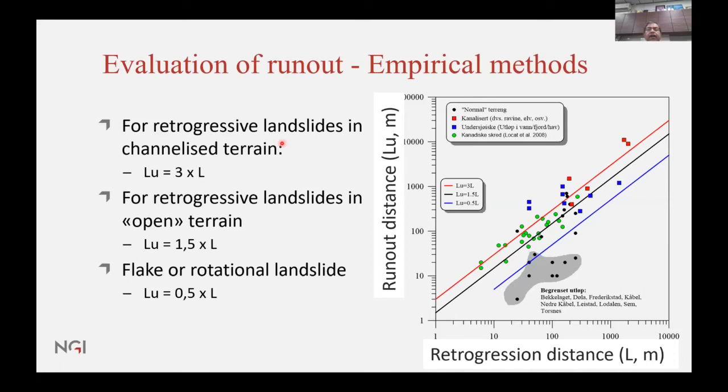And again, what we use mostly at the moment is an empirical approach. There's a direct relationship between the retrogression distance and the runout distance. This is based on historical data that we have. And it really depends on what type of terrain you have in front of your landslide. Is it a channel? Will the landslide be channelized, or is it open landscape? So this also has something to do with how far it will go.